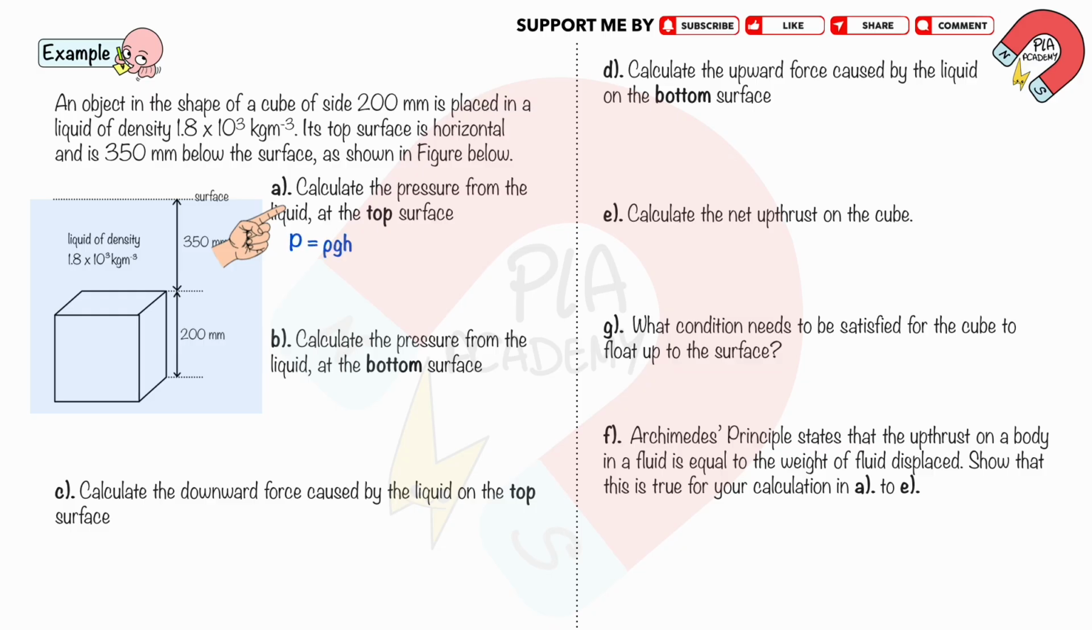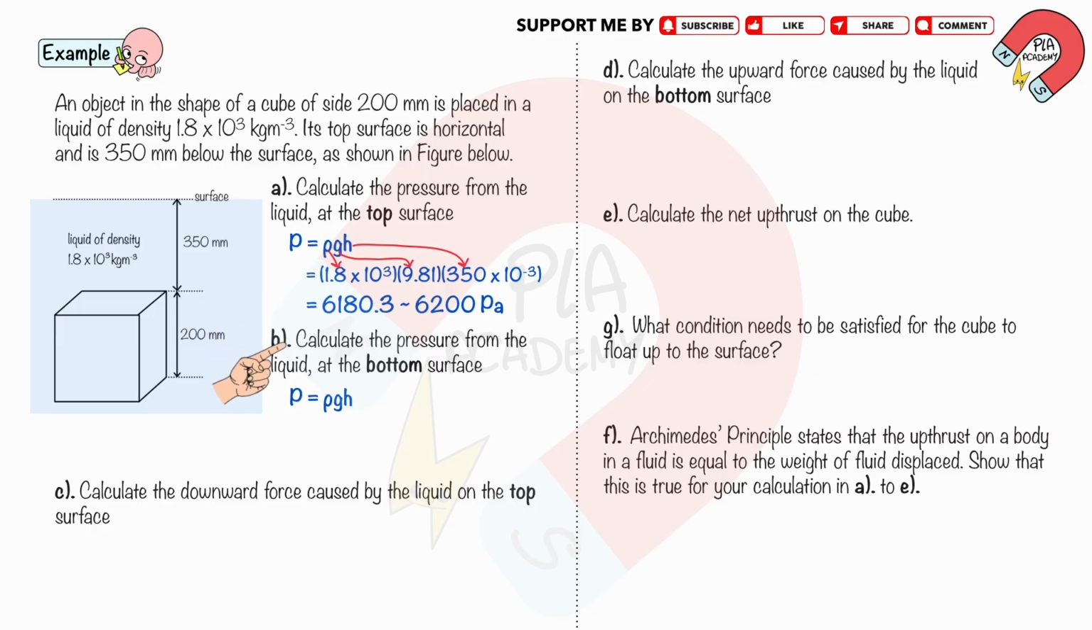We calculate the pressure P due to liquid by P equals rho g H. Substituting rho equals 1.8 times 10 power 3, g equals 9.81 and H equals 350 times 10 power negative 3. We solve the pressure P equals 6,200 pascals for two significant figures. B. Calculate the pressure from the liquid at the bottom surface.